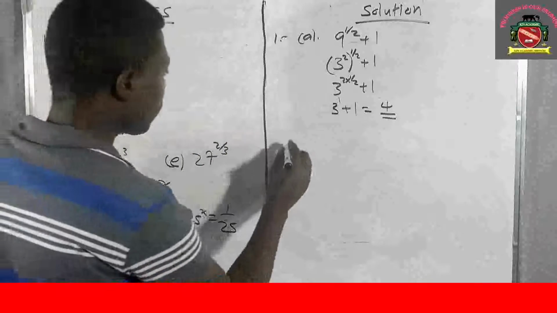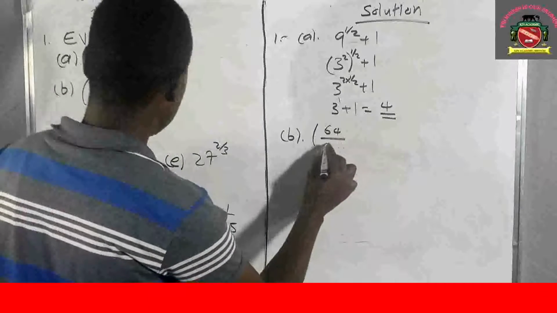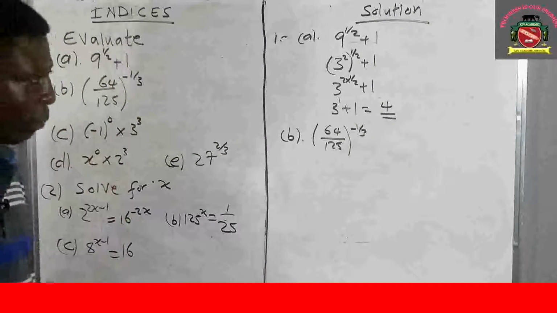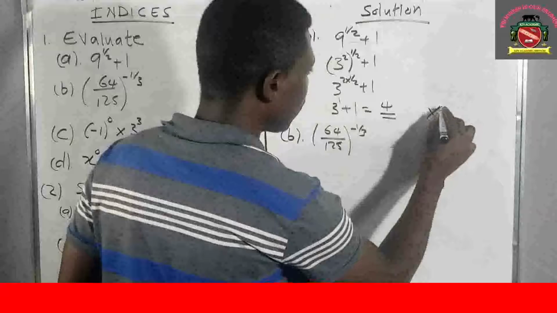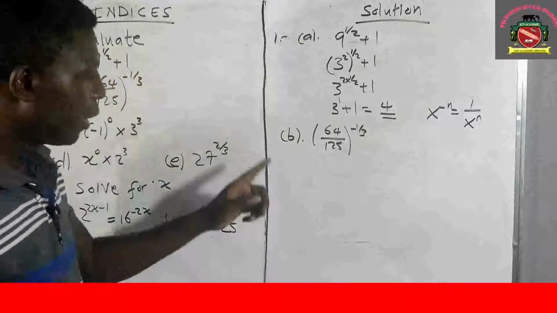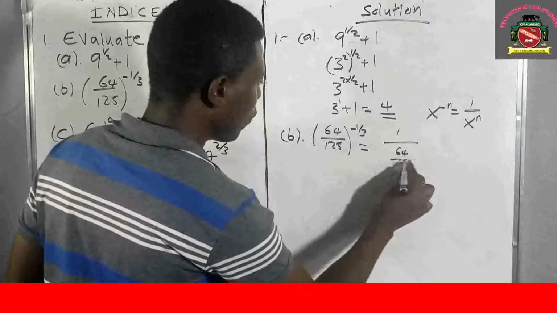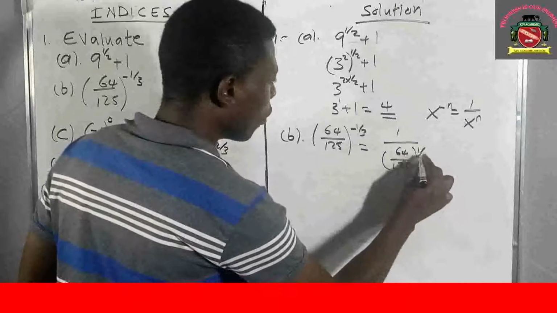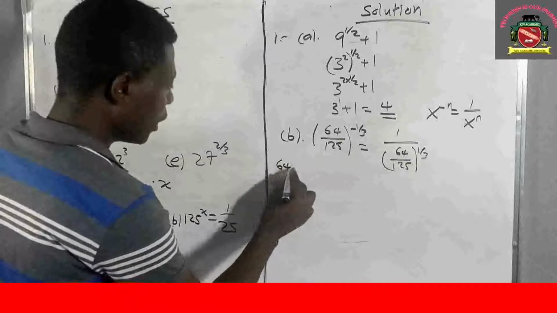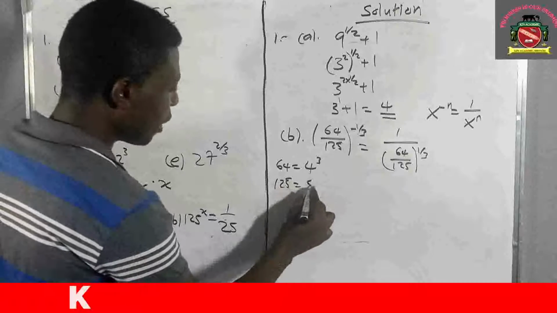And then number 1b, quickly we move on to b. We have 64 over 125 to the power negative 1 over 3. Now this one again is very simple, because you know that x raised to the power negative n is the same as saying 1 over x to the power n. So what we are saying is 1 over 64 over 125 to the power 1 over 3. Then we can simplify what is inside, because 64 is the same as 4 to the power 3, and 125 is the same as 5 to the power 3.